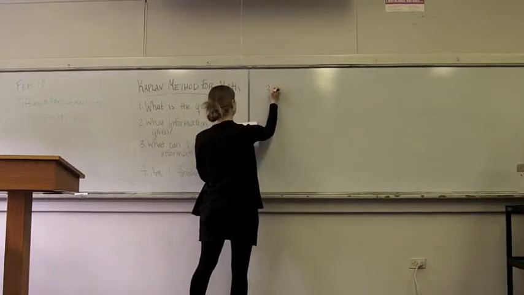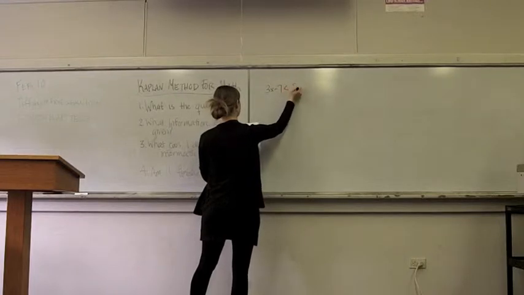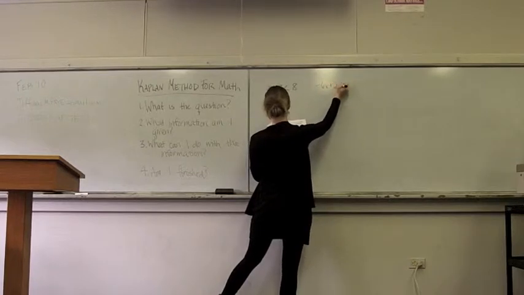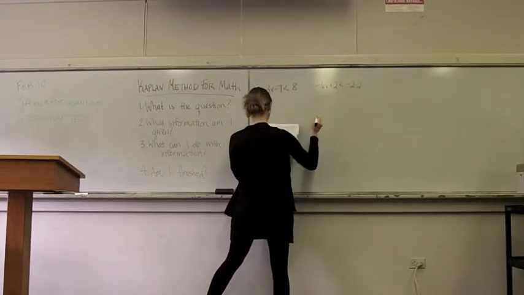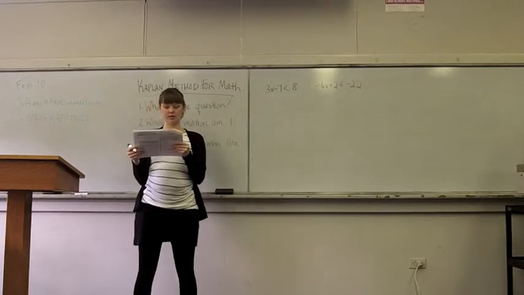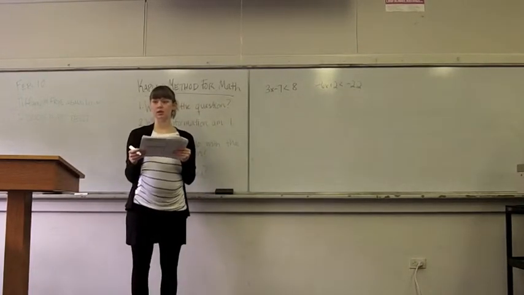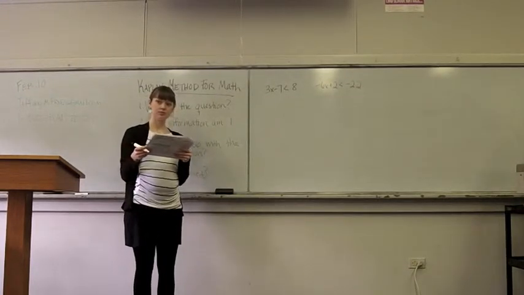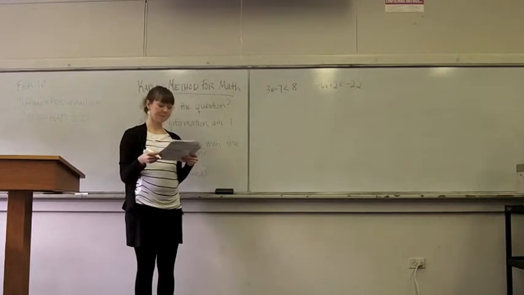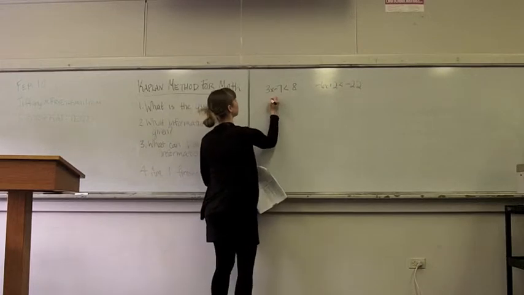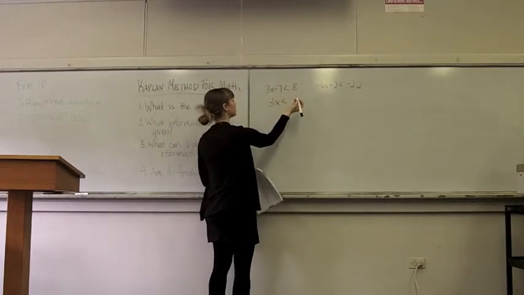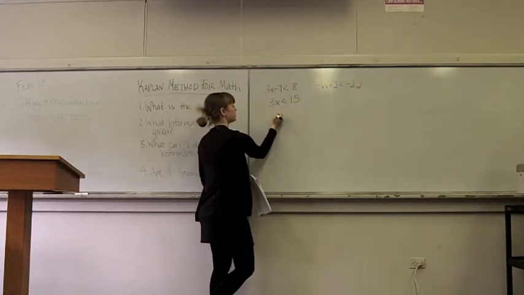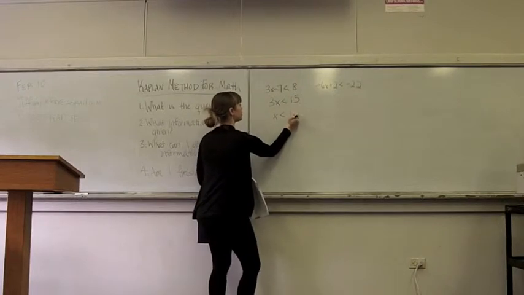We've got: if 3x minus 7 is less than 8, and negative 6x plus 2 is less than negative 22, how are we going to go about solving that? You just do one at a time. For the first one, you'd add 7 to both sides, so 3x is less than 15. Then divide by 3, so x is less than 5.